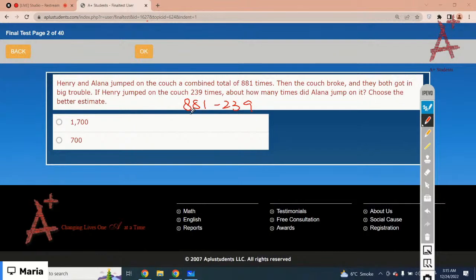Got it? 881 is rounded off to 900 because here you have 8 at the hundreds position. The digit right next to it is 8, and 8 is greater than 5. That means you have to round to the next hundred. So it will be rounded off to 900. And 239 is rounded off to 200. So 900 subtract 200 is 700. That means Alana jumped on it about 700 times. Got it? So just select the correct option and click on the OK button.